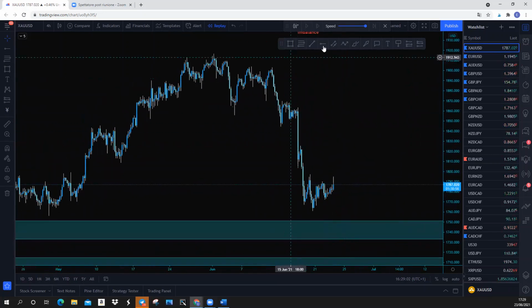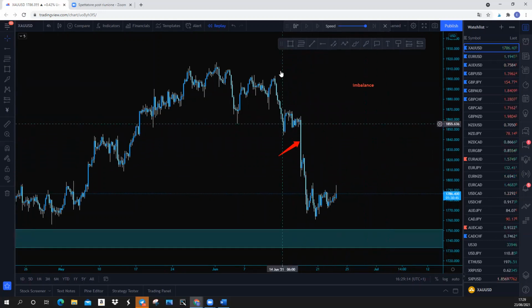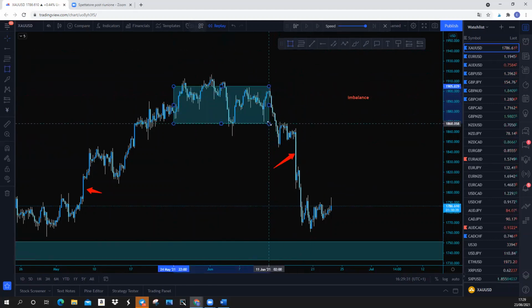So here the price is not balanced, because there is no balance between buyers and sellers. There are only sellers. Here the price is not balanced because there are only buyers, and it is going only one way. Here, the price is balanced. Here you have balance because the price is moving in a range and it is covering the imbalances.